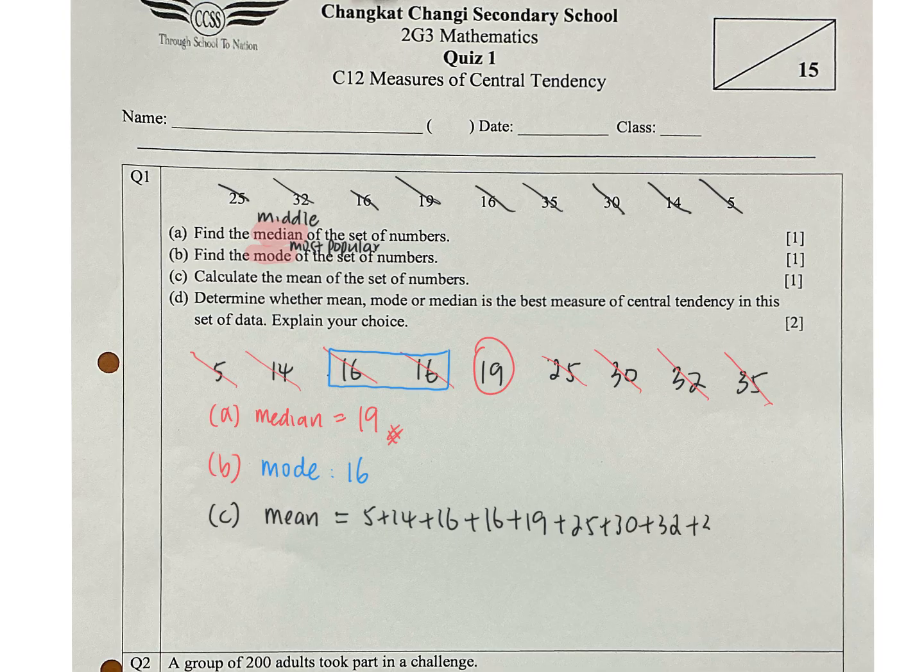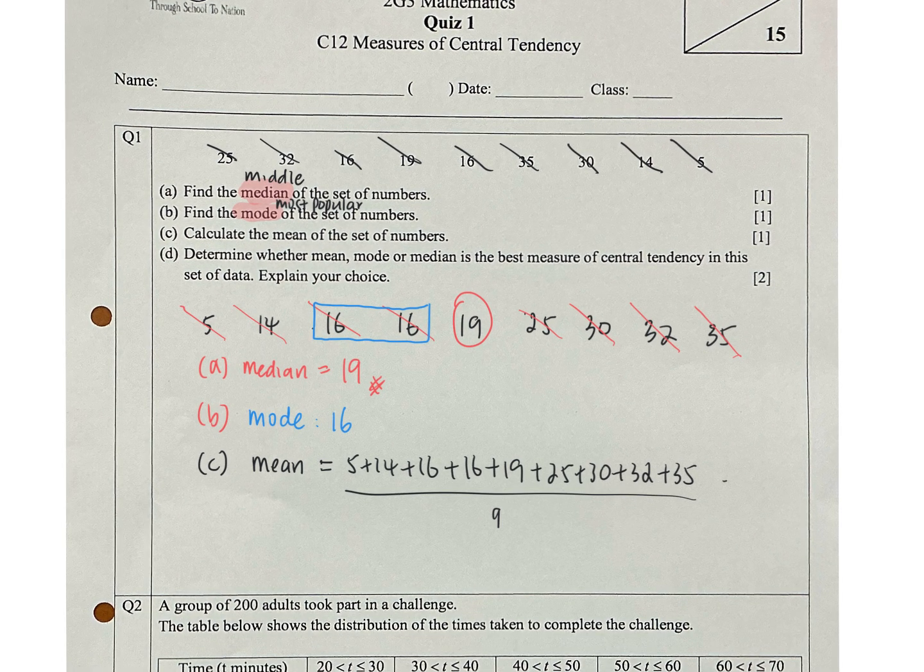Divide by 9 of them since you have 9. So what's the answer you get? 21.33. Okay, or 21.3. Anything of at least 3 significant figures, you'll be marked correct.